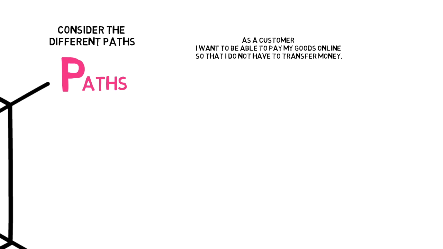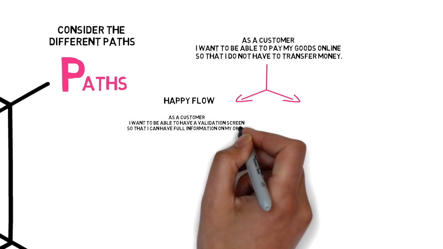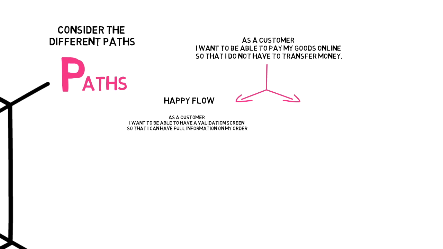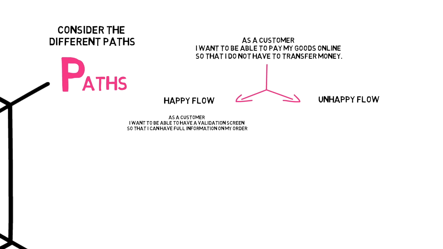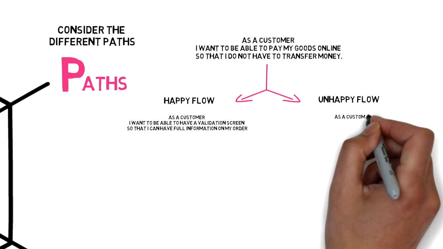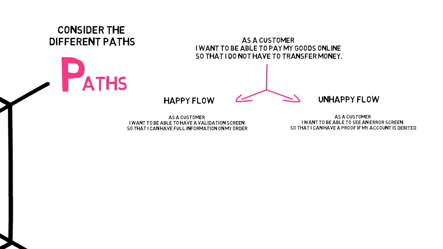One path can be the happy flow. The happy flow describes how functionality behaves when everything goes well. In this case, we can have a first user story. As a customer, I want to be able to have a validation screen so that I can have full information on my order. And then the unhappy flow, if there are any deviations, exceptions, or other problems. So a second user story could be, as a customer, I want to be able to see an error screen so that I can have proof if my account is debited. We don't have to implement the full system, but only the part that shows that something went wrong.